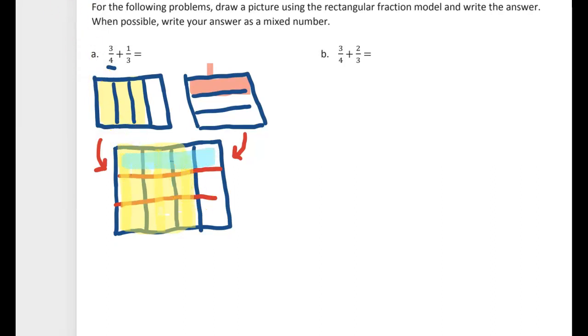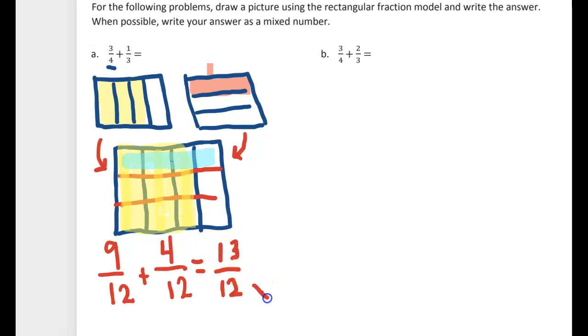So now I have to determine how many units I have in all. Okay. So if I count 1, 2, 3, 4, 5, 6, 7, 8, 9, 10, 11, 12. So my new denominator for 3/4 and 1/3 is going to be 12. Now what I have to do is count how many are in yellow. 1, 2, 3, 4, 5, 6, 7, 8, 9. So that gives me 3/4 is equivalent to 9/12. And now I'm going to count the ones that are in blue. 1, 2, 3, 4. And that tells me that 1/3 is equivalent to 4/12. When I add these together, 9 plus 4, I get 13 over 12.